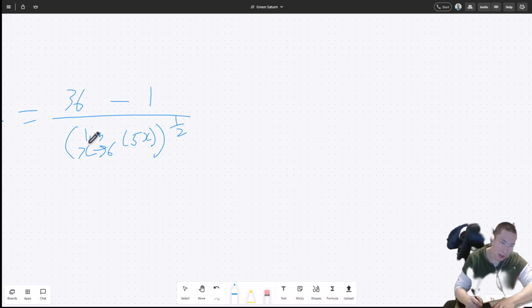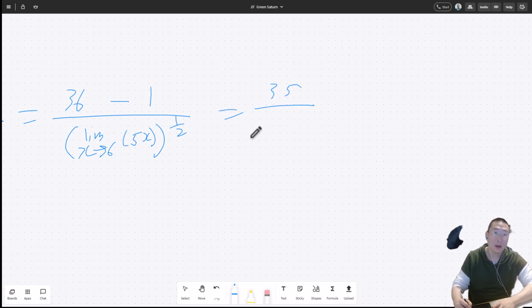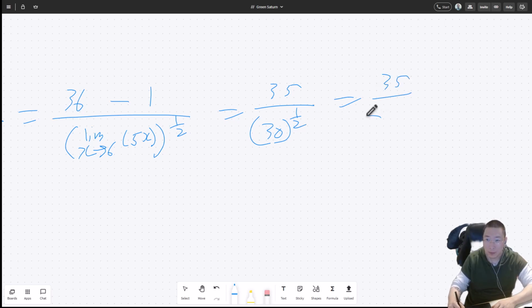Then the limit as x approaches 6 of 5x is 30, right? 5 times 6 is 30. So on the top, we have 36 minus 1, which is 35. On the bottom, we have 30 to the power of 1/2. And this becomes 35 over root 30.